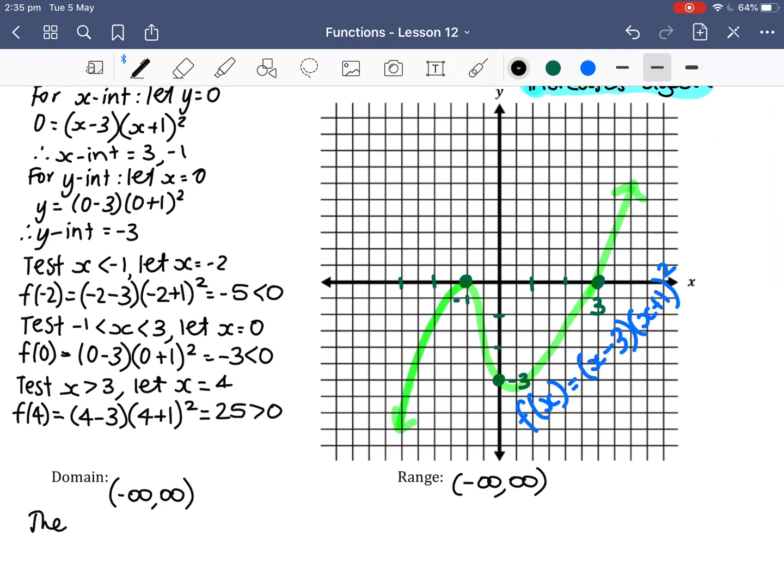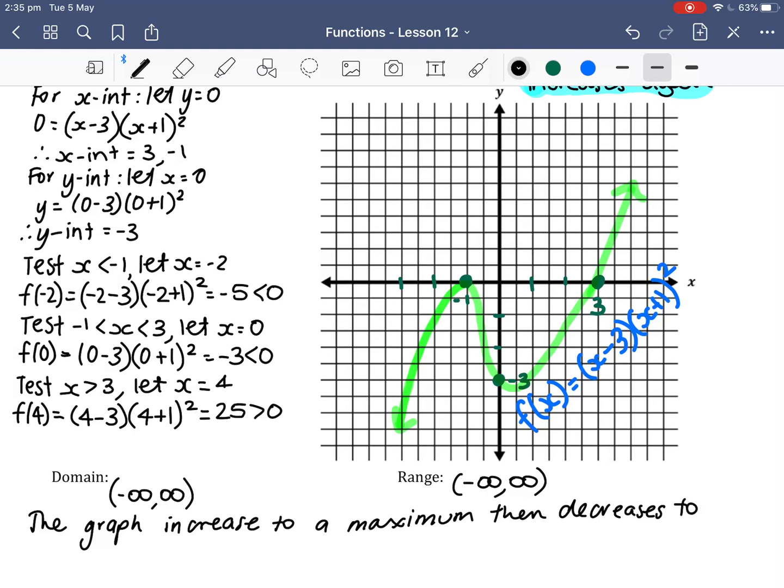So for our function, the graph increases to a maximum, then decreases to a minimum before increasing again, is the shape of our graph.